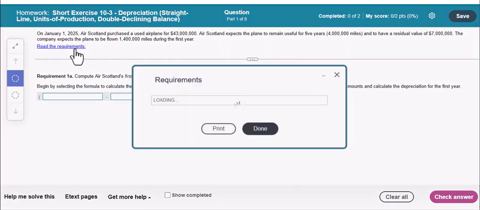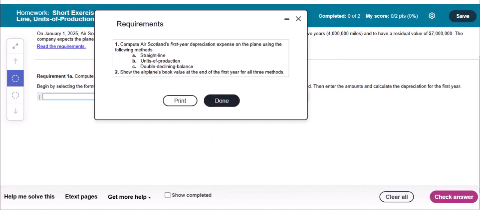Let's go ahead and open up the requirements. So I want to calculate the depreciation using 3 different methods now. And of course, in the real world, you're going to pick one depreciation method and stick with it. So this exercise is giving us practice with 3 different methods. So let's go to requirement 1A.